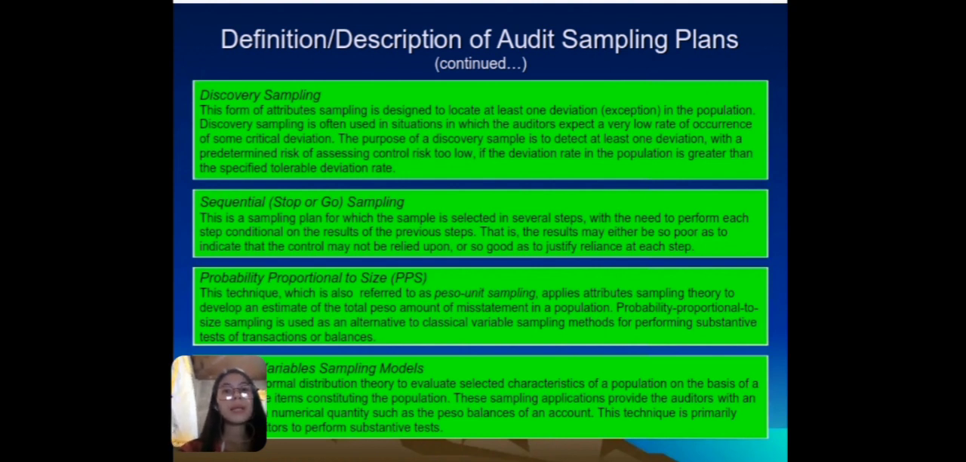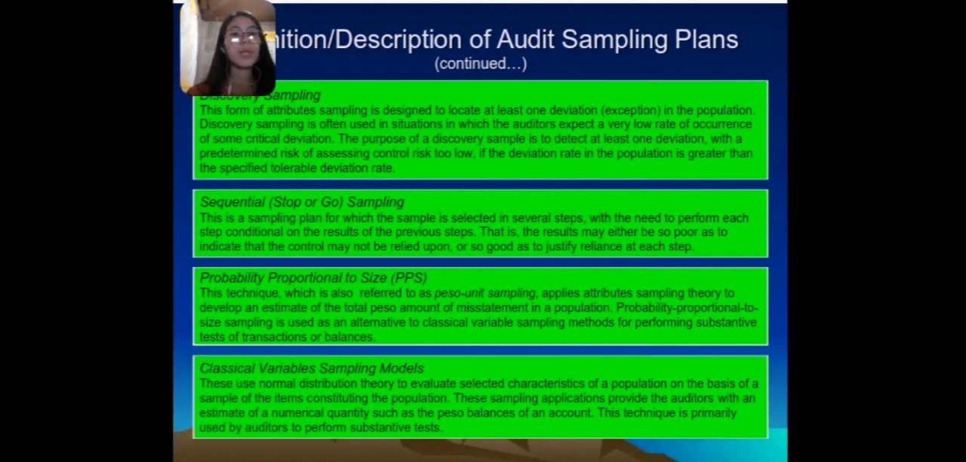We have also probability proportional to size, or PPS. This technique is also referred to as peso unit sampling. It applies attribute sampling theory to develop an estimate of the total peso amount of misstatement in the population. Probability proportional to size sampling is used as an alternative to classical variable sampling methods for performing substantive tests of transactions or balances.